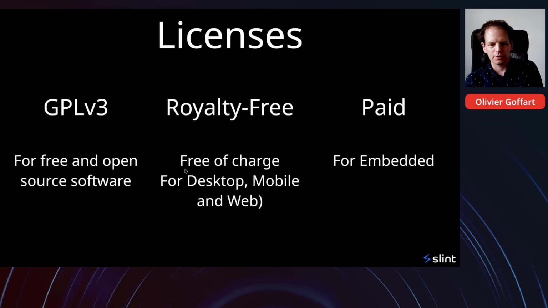Regarding the license, Slint is open source. It's GPL, and it's developed on GitHub. You can file issues on GitHub and submit PRs. The GPL means that you need to share the source code of your application. If you don't want that, we have different licenses. There is a royalty-free license for desktop and mobile users, but for embedded there is a paid license. So check out our website, which has the pricing.